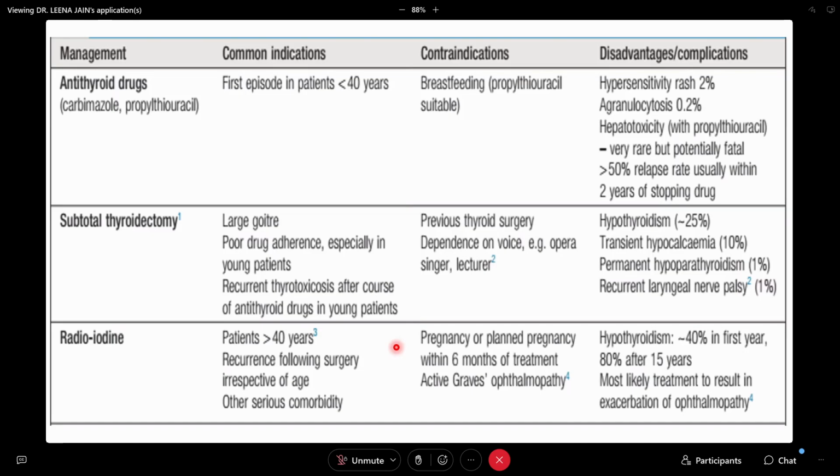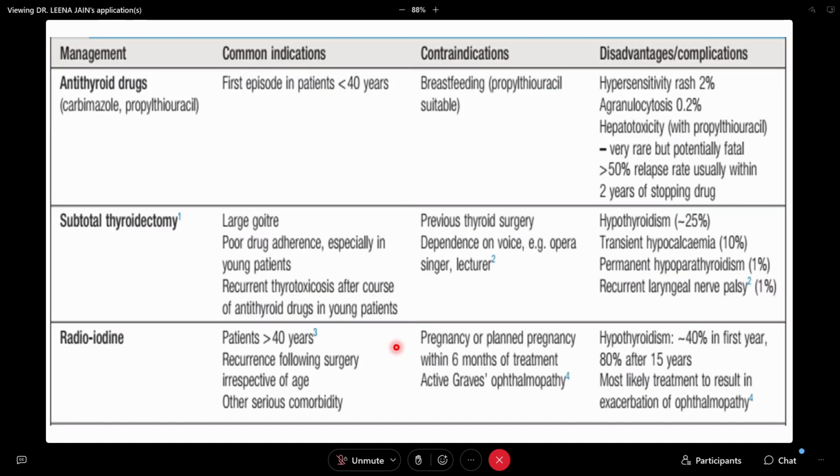Okay. So in cases of subtotal thyroidectomy, we do subtotal thyroidectomies in cases of large goiters, when there is poor drug adherence, when patients are not coming for proper follow-up, or when recurrent thyrotoxicosis occurs even after the antithyroid drugs, then you will have to go for surgical intervention.